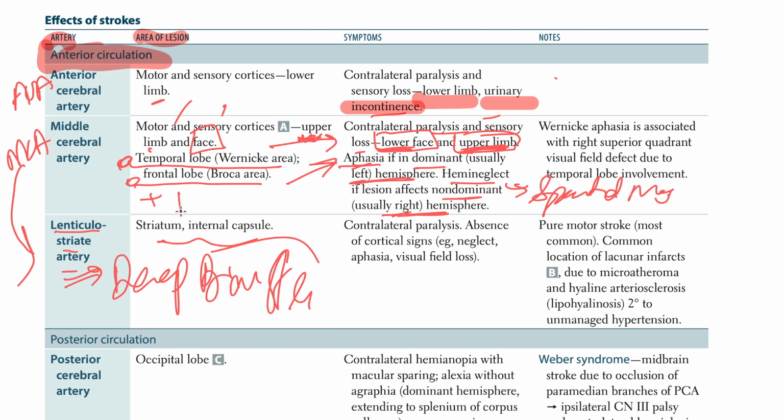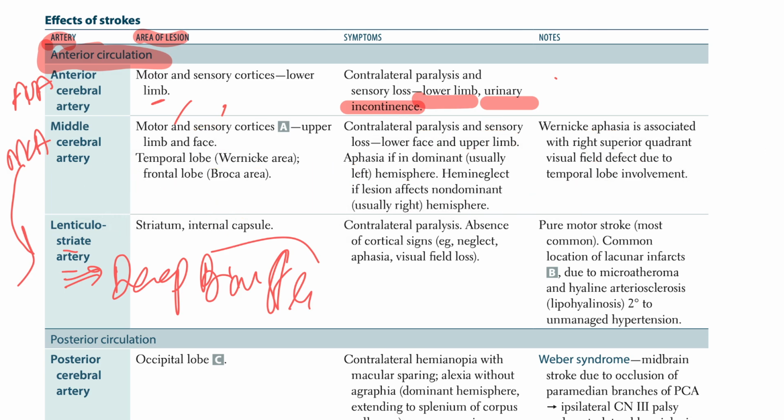Homonymous quadrantanopia. Okay, that will be seen with this. So let's look at this. Wernicke's aphasia is associated with the right superior quadrant visual field defect due to temporal lobe involvement. Again, same thing they're mentioning here. So temporal lobe, Wernicke's area. If you were to involve the temporal lobe, you will cause Wernicke's aphasia, which is associated with a superior quadrant visual field defect.